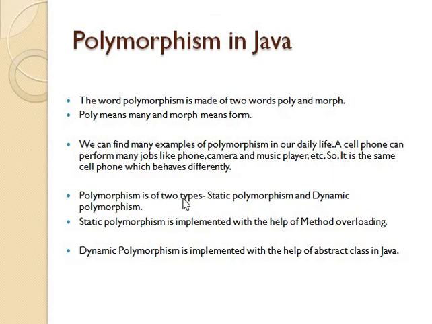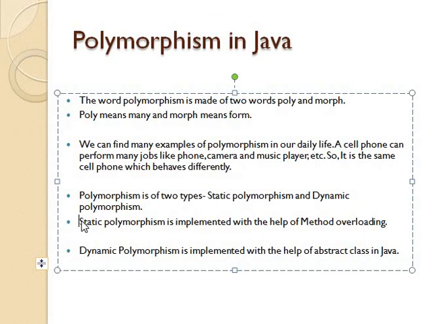Now polymorphism is of two types, the static polymorphism and the dynamic polymorphism. The static polymorphism is implemented with the help of method overloading, whereas the dynamic polymorphism is implemented with the help of abstract classes in Java. Now the topic for discussion today will be the static polymorphism, and the static polymorphism will be implemented with the help of method overloading.